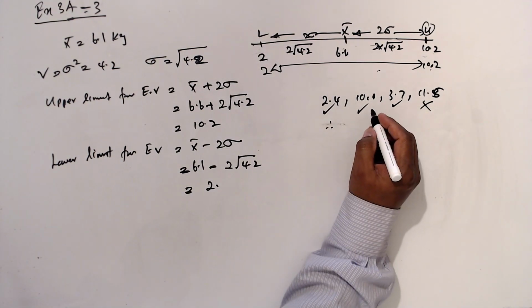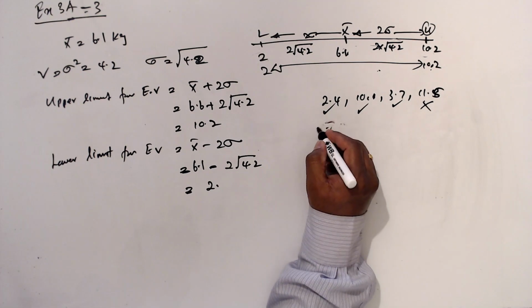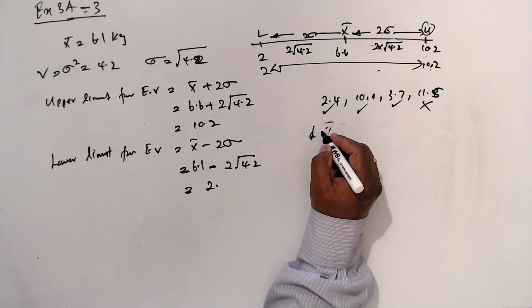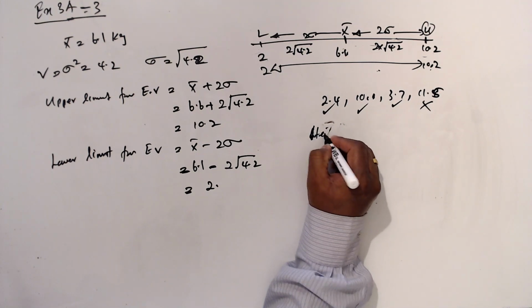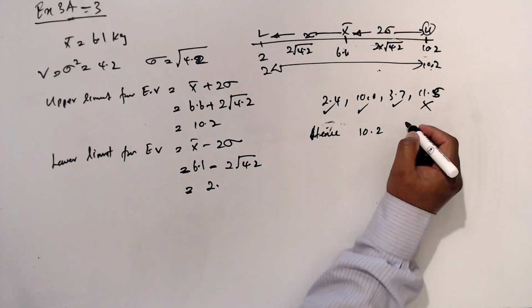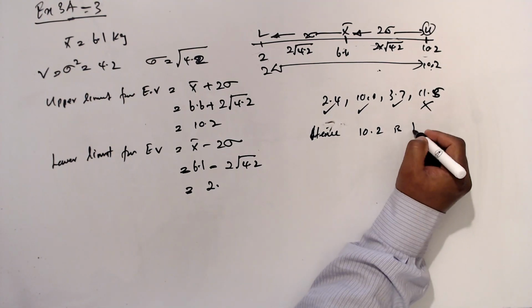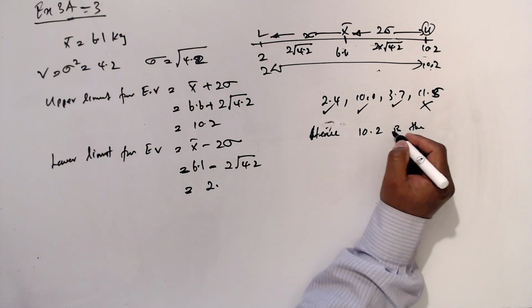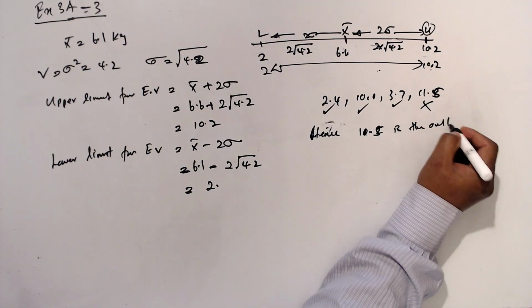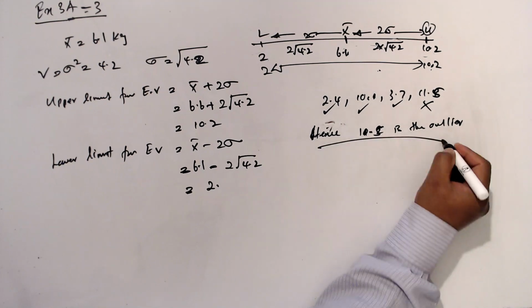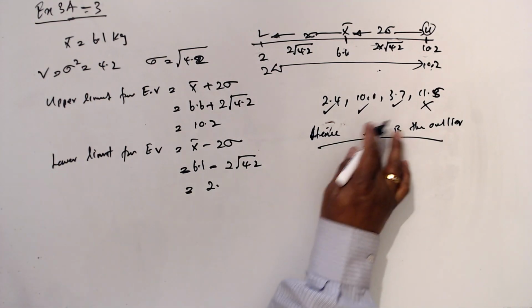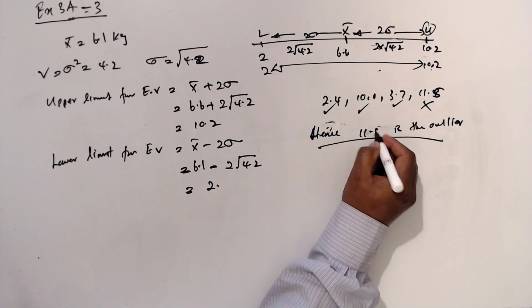Hence we'll write, hence, 10.2 is the outlier. Sorry, 11.5. So it is out of range. 11.5, this value.